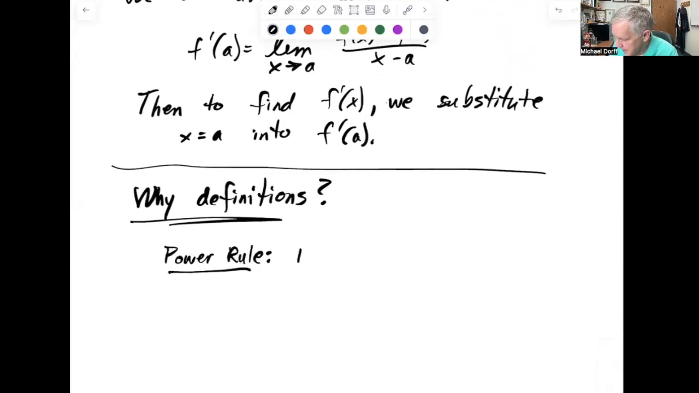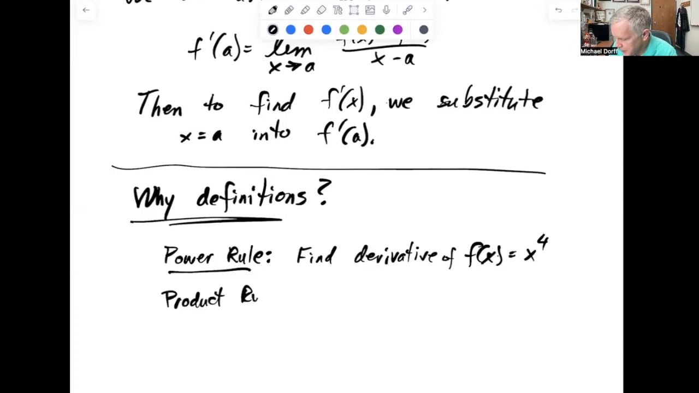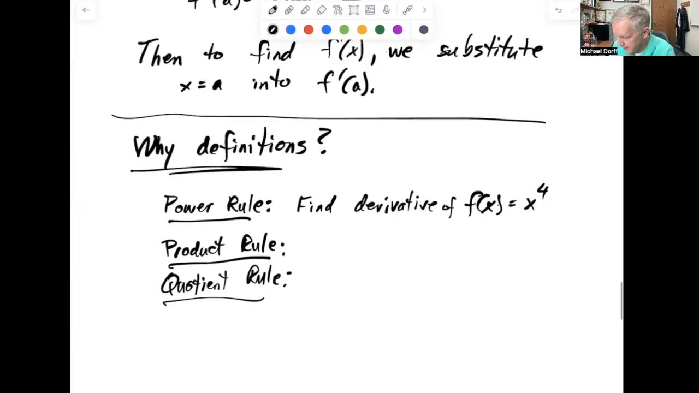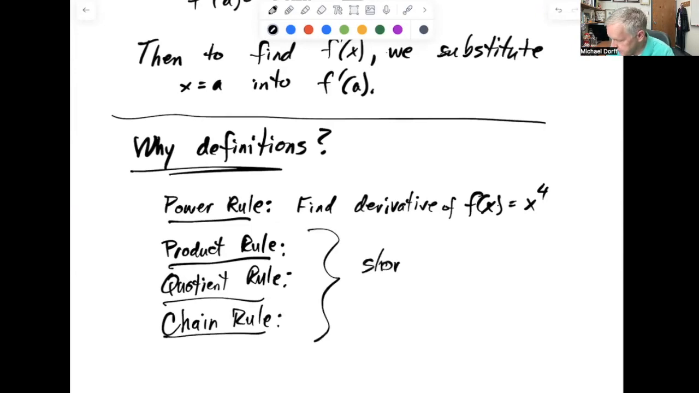Power rule, find the derivative of things like f of x equal x to the fourth. We'll find a shortcut for that. Then we'll have the product rule, which will be a shortcut to finding the derivative when I have two things multiplied together. We'll also have the quotient rule, and we'll have the chain rule. And all these are shortcuts to finding derivatives.